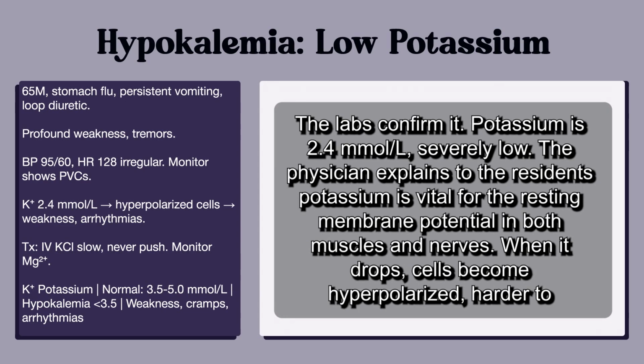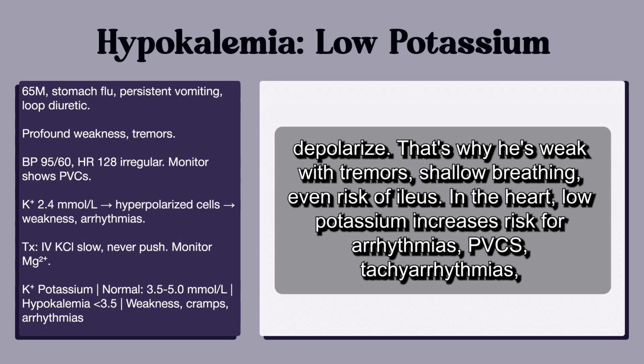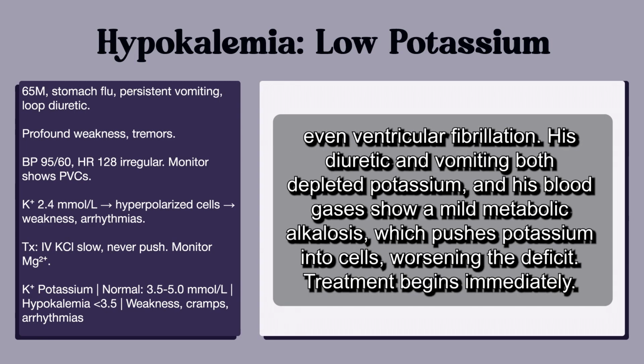The labs confirm it. Potassium is 2.4 millimoles per liter, severely low. The physician explains to the residents, potassium is vital for the resting membrane potential in both muscles and nerves. When it drops, cells become hyperpolarized, harder to depolarize. That's why he's weak, with tremors, shallow breathing, even risk of ileus. In the heart, low potassium increases risk for arrhythmias, PVCs, tachyarrhythmias, even ventricular fibrillation.